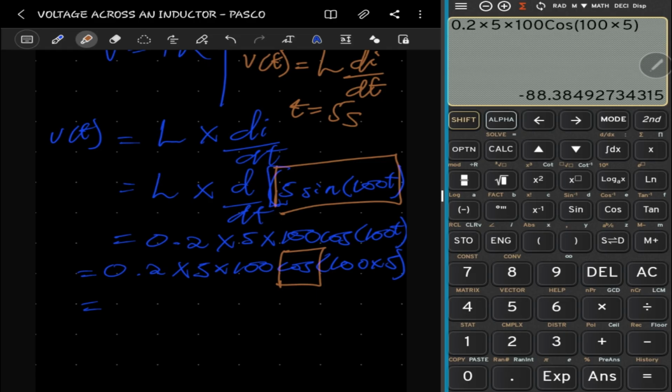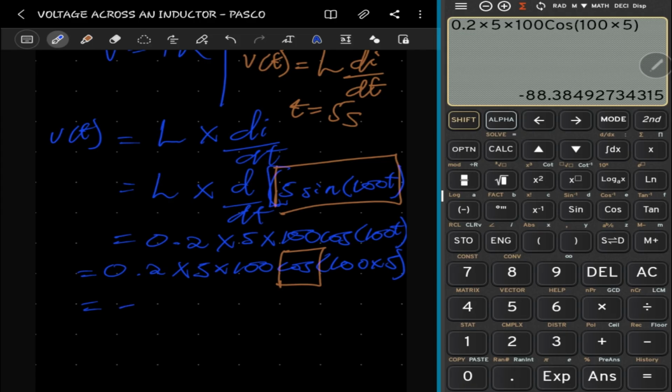So the first one, the one with the manual, gives us a current of, so the minus is just the opposite direction, right? So that's what you're saying. That's 88.3849 amperes, right?